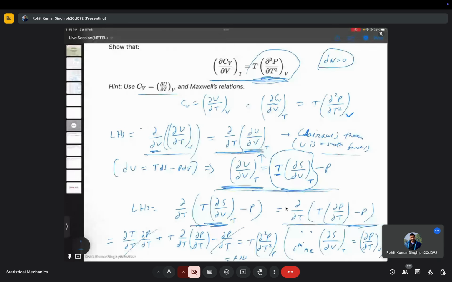And what this relation tells us is that if you want to know how the specific heat of your system varies as you change the volume, you just have to measure this quantity which is measurable, right? It's just the second order derivative of pressure with respect to temperature. This is easy to measure in lab, and the temperature you can measure also. So yeah, this is how Maxwell relation helps you. It has very wide application everywhere.